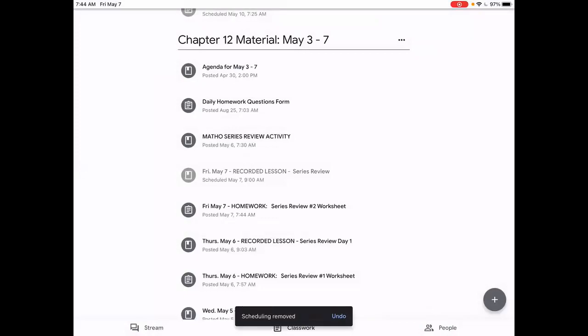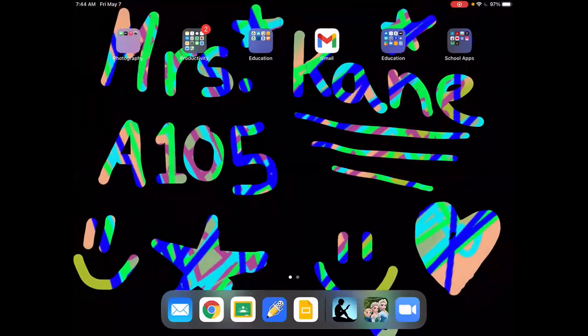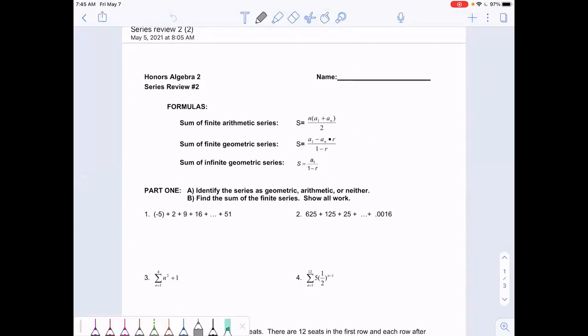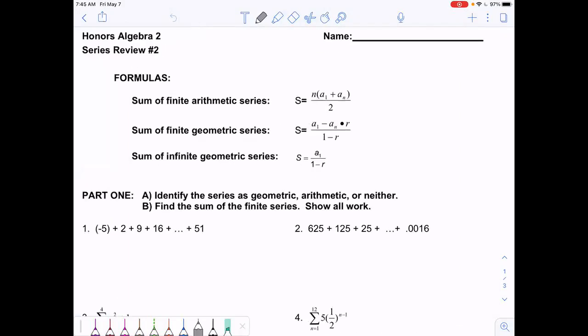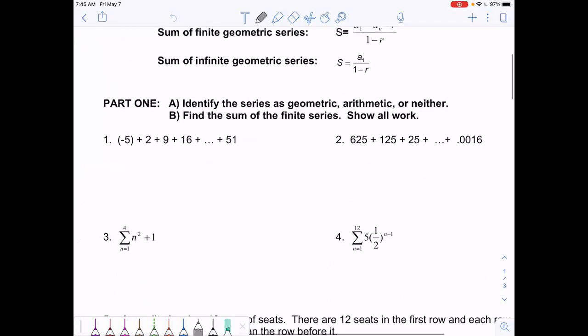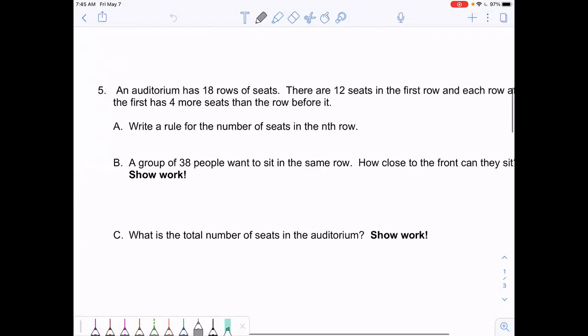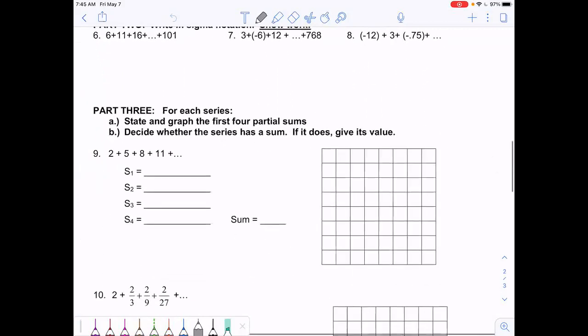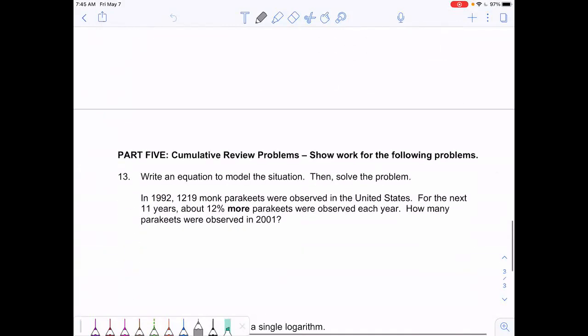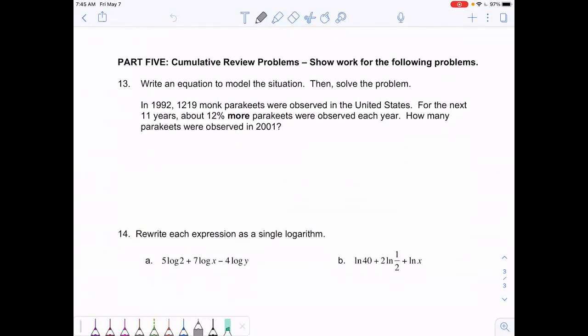So this is series review worksheet number 2. And it is very similar. I did place the 3 formulas at the top of the review worksheet for you, so you have those to refer to. So these will be the 3 formulas for the finite and infinite series. So find the sum, little word problem, write it in sigma notation, get the partial sums. And then the last one says find the sum if it exists. And then on the next page is some more cumulative review problems.